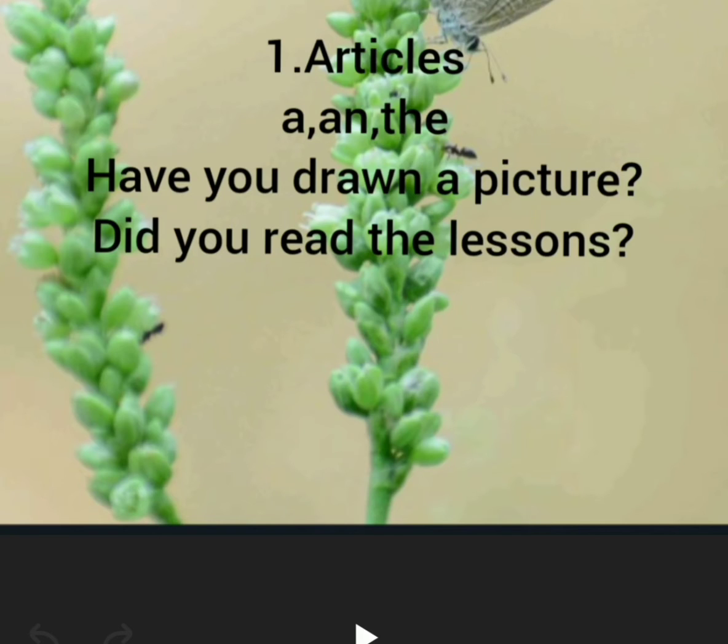So I have given two examples to help you remember. Have you drawn a picture? In this sentence, by using the article, it defines that a picture is there, have you drawn it? The next example is, did you read the lessons? The specific lessons. Here by using the article the, we have created a sentence, did you read the lessons? By using these articles, we can define the noun as specific or general.